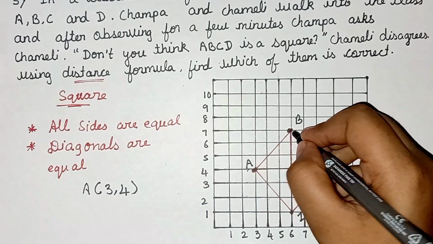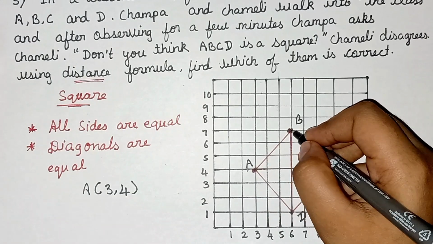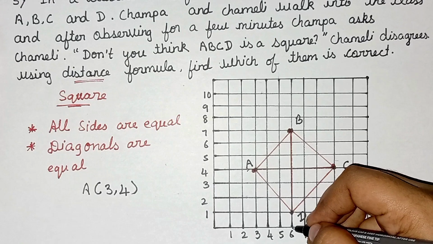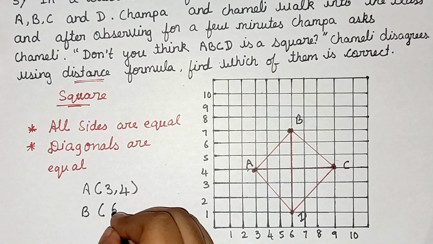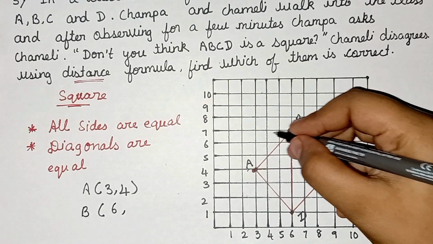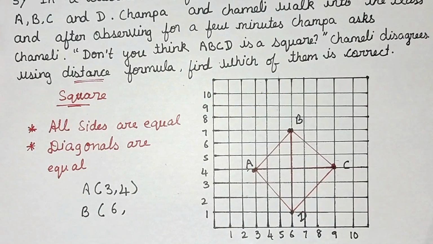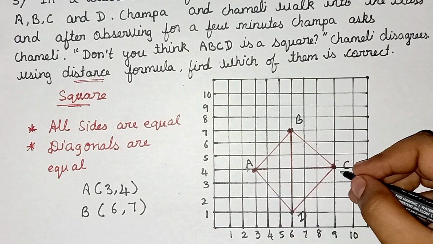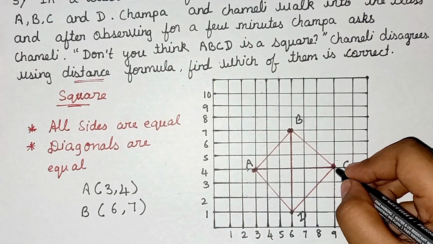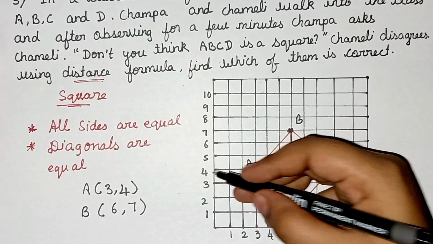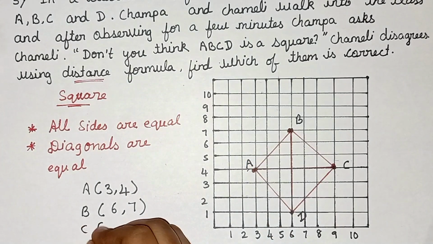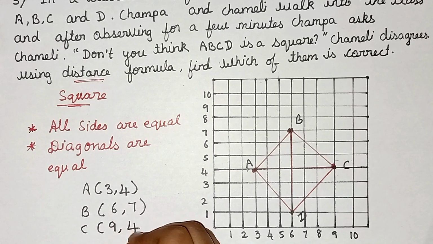Now let us look at B. In this point B, when you come straight, we have 6. So B is (6, 7). Now let us find the values for C. When you come down, we have 9 and here it is 4. So the value for C is (9, 4).